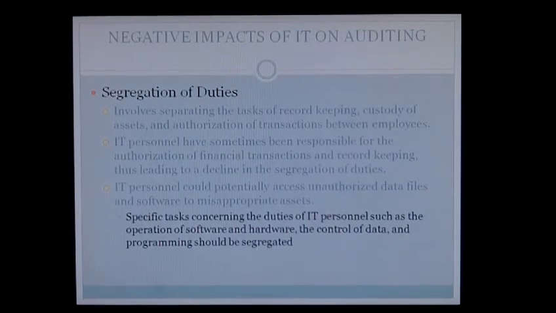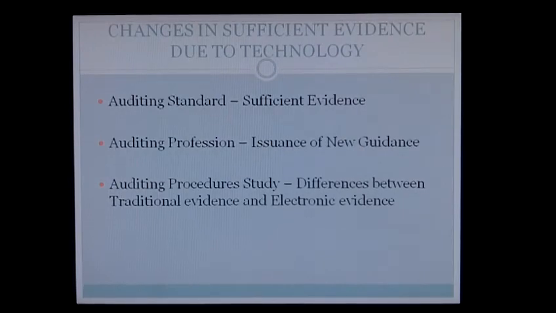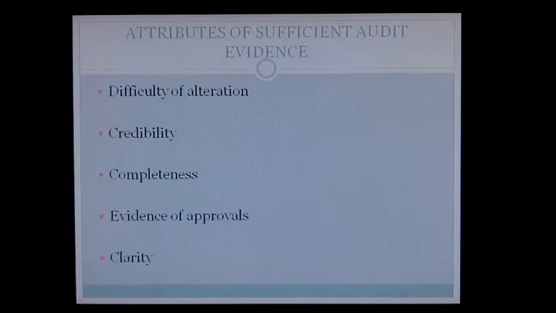Segregation of duties, another negative impact of IT on auditing. Changes in sufficient evidence due to technology. One of the generally accepted auditing principles states that auditors must obtain sufficient evidence. Attributes of sufficient audit evidence: difficulty of alteration, credibility, completeness, evidence of approvals, and clarity.